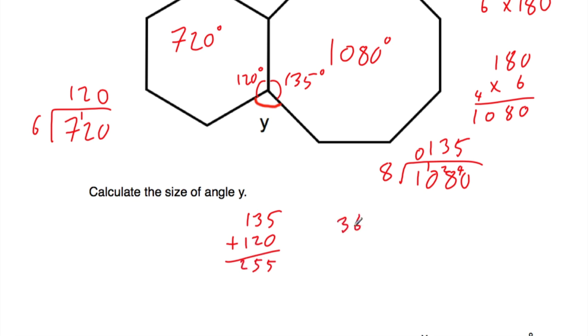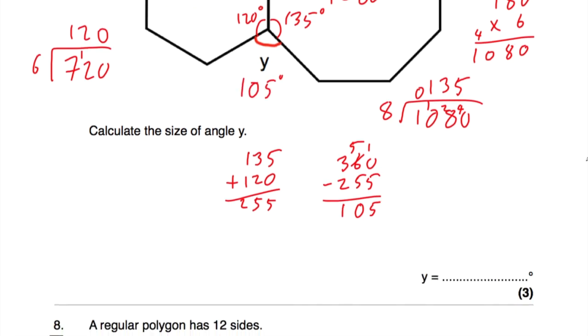And then if we do 360, take away 255, that's going to be the size of angle Y. So 0 take away 5 we can't do, so let's borrow, so it's a 5 and a 1. 10 take away 5 is 5, 5 take away 5 is 0, and 3 take away 2 is 1. So that means that Y is 105 degrees, and that's it. So the size of angle Y is 105 degrees.